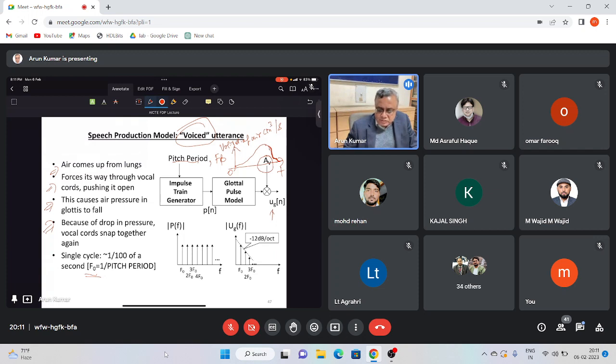And in the frequency domain, we have the corresponding plots. A train of impulses in the time domain would lead to a train of impulses in the frequency domain, which are separated by F0. The glottal pulse model has a roll-off of 12 dB per octave. So when the impulse train passes through this glottal model, the output has a shape as shown in the figure.